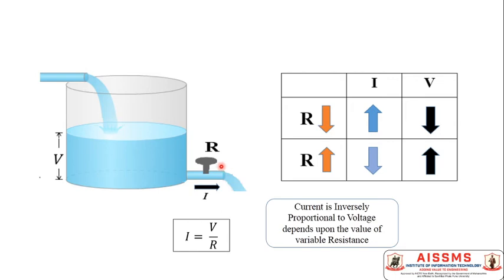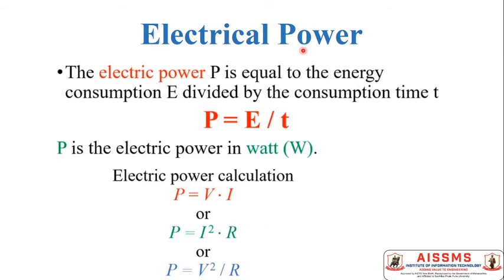Second case, if I increase this resistance, the flow of water, nothing but current, decreases and the head of water gradually increases at the inlet. It seems that the relation between voltage and current is inversely proportional, depending on the value of the variable resistance. Next point, electrical power.